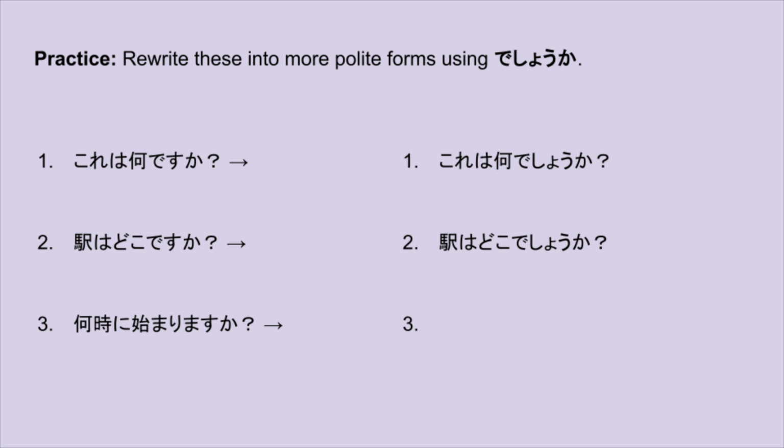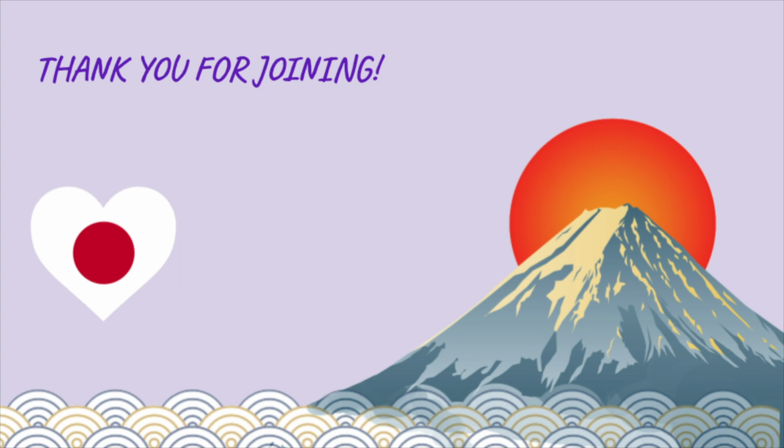Number 3, nanji ni hajimarimasu ka? Same thing with number 3. You cannot be doubly polite here. So the mas form is already polite enough. So just use the infinitive and then add deshou ka at the end. So this would be nanji ni hajimaru deshou ka? Hajimaru deshou ka? So that is all I have here.